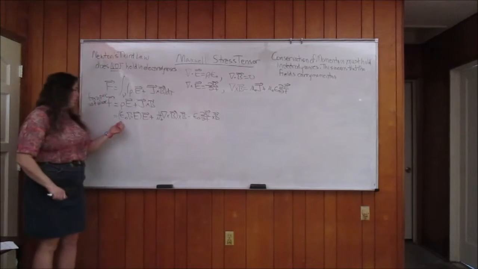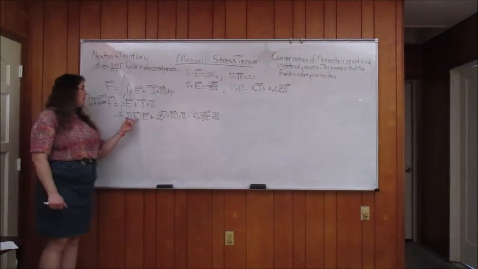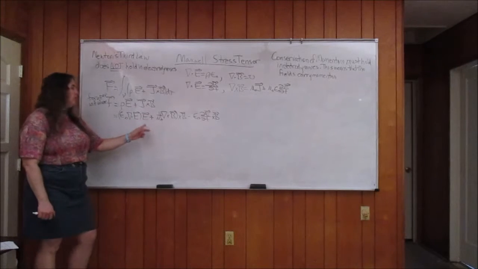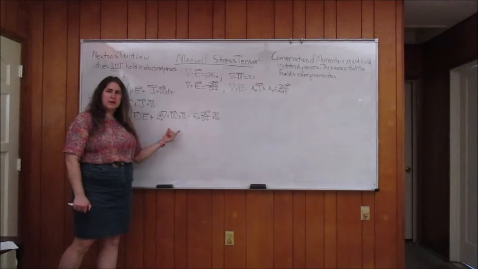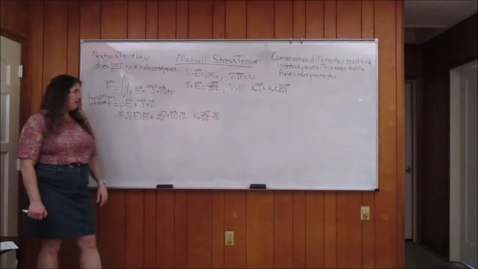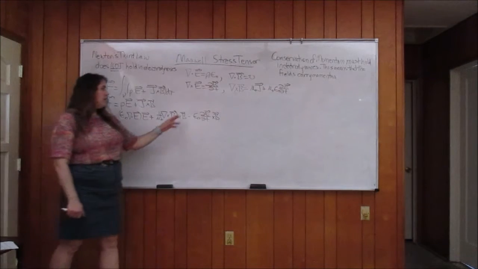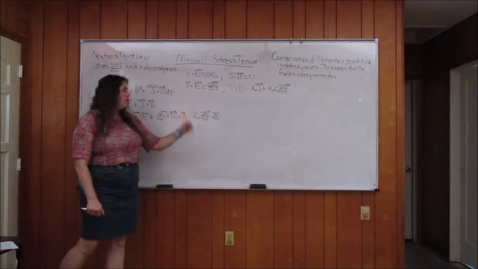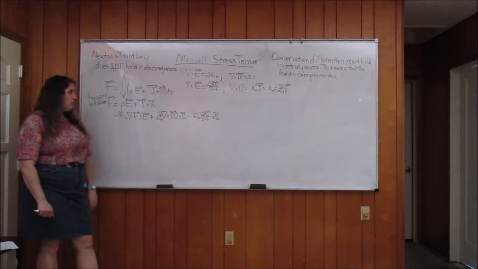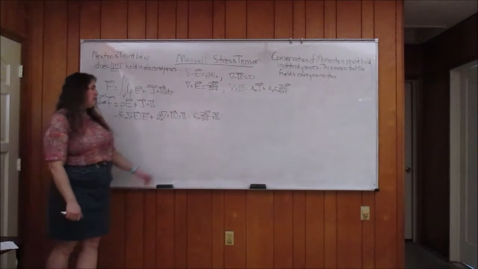I'll read it off. We have epsilon naught times the divergence of the electric field times the electric field, plus 1 over mu naught curl of the magnetic field, cross product with the magnetic field, minus epsilon naught times the partial derivative of the electric field with respect to time crossed into the magnetic field.